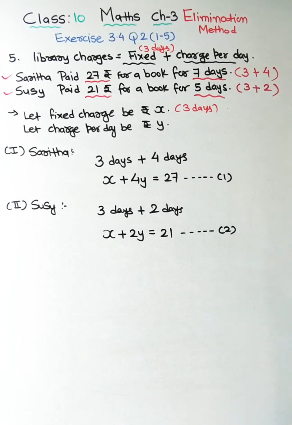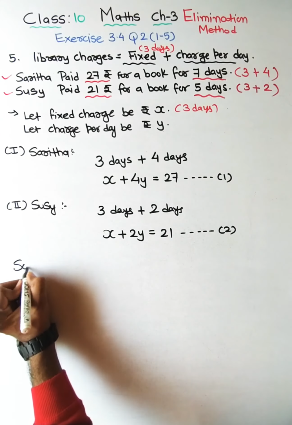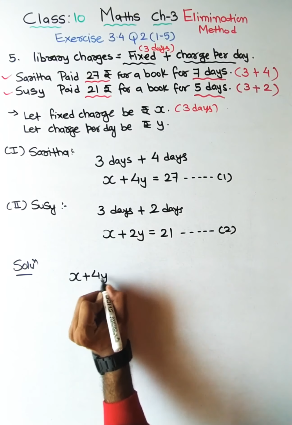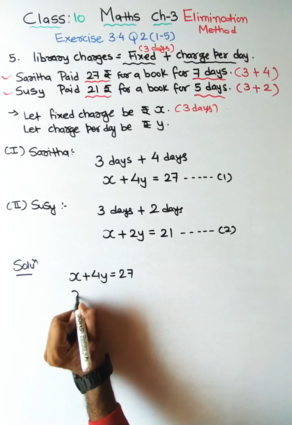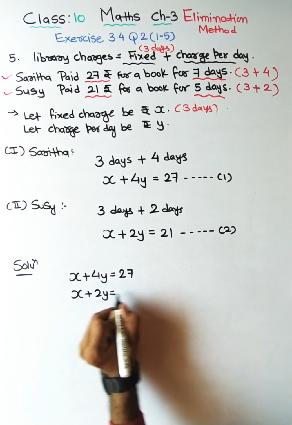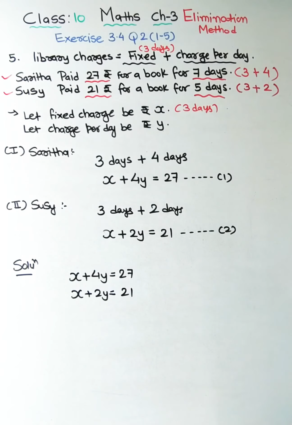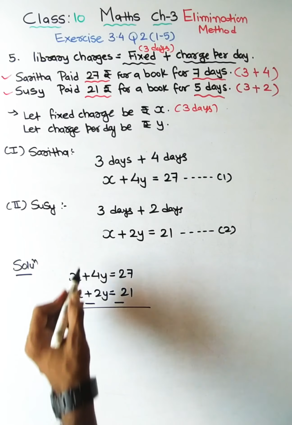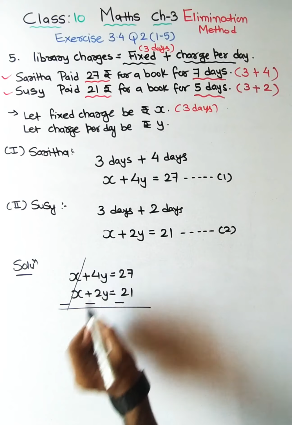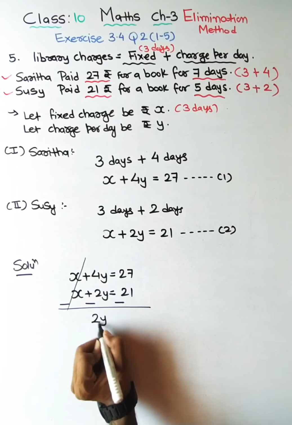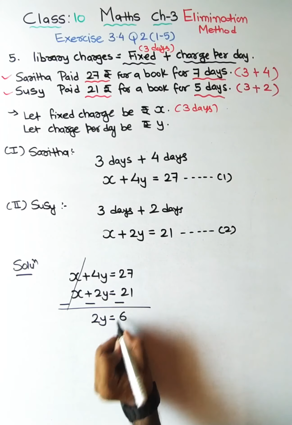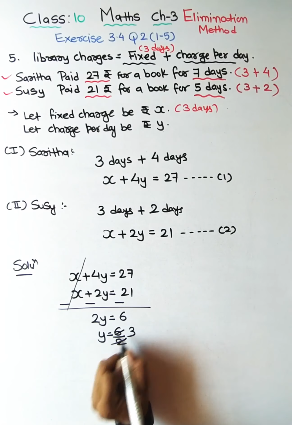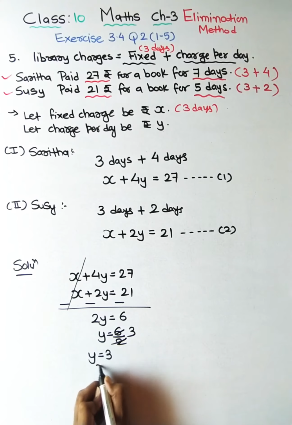Now let us solve these two equations by the method of elimination. So here I am writing X plus 4Y equals 27. Below that I am writing X plus 2Y equals 21. And then what we have to do is change the sign. So X will be eliminated. 4Y minus 2Y gives you 2Y. 27 minus 21 gives you 6. So finding the value of Y, 6 by 2 is 3. So Y comes out to be 3.